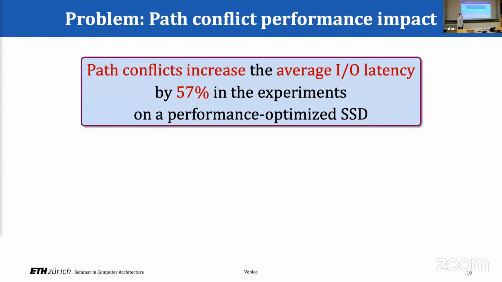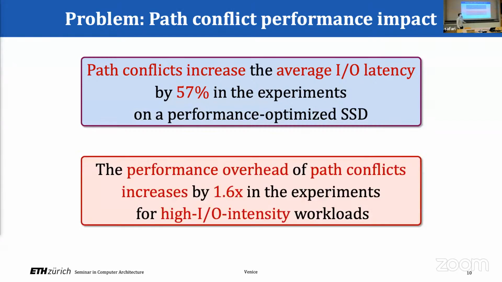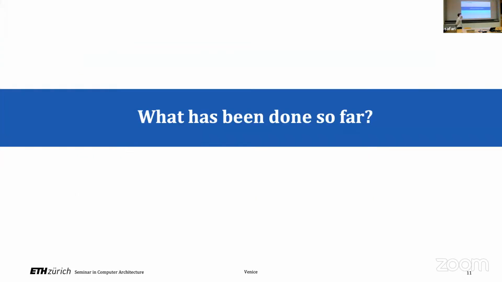Therefore, as I've shown you, path conflict increases the average IO latency by 57% in the experiments shown in the paper Venice on a performance optimized SSD. The performance overhead of path conflicts also increases by the factor you see here in the experiments for high IO intensity workloads, which is not good. So now we have seen the motivation of the paper. What has been done so far?